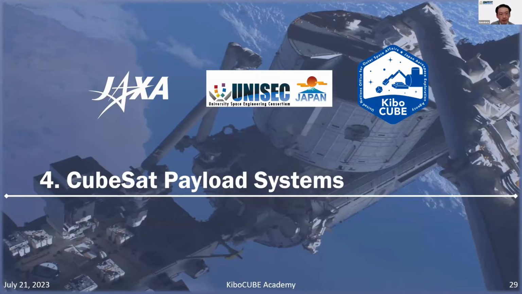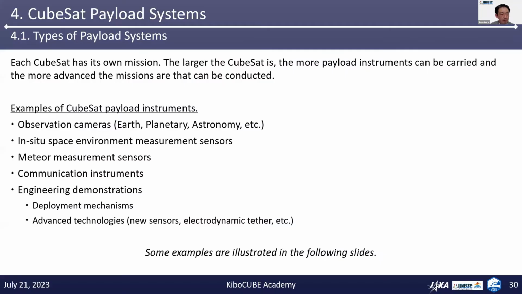So now we come to the next topic, CubeSat payload systems. So each CubeSat has its own missions. So the larger the CubeSat is, the more payload instruments can be carried, and the more advanced the missions that can be conducted. Examples of CubeSat payload instruments include observation cameras, in situ space environment measurement sensors, communication instruments, and engineering demonstrations such as deployment mechanisms, advanced technologies such as new sensors, electrodynamic tether, etc. Today, I'd like to introduce you to 5 of these examples in the following slides.